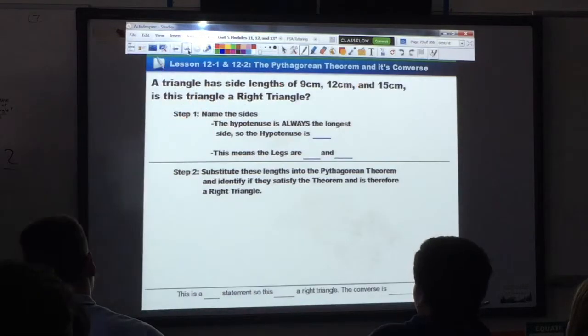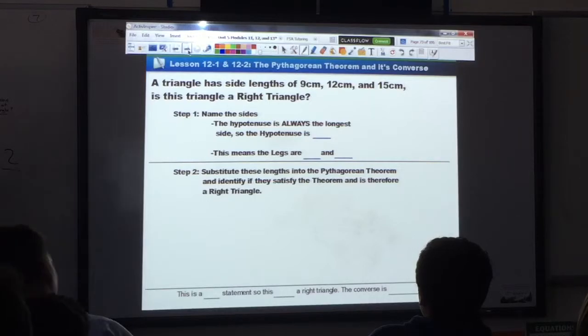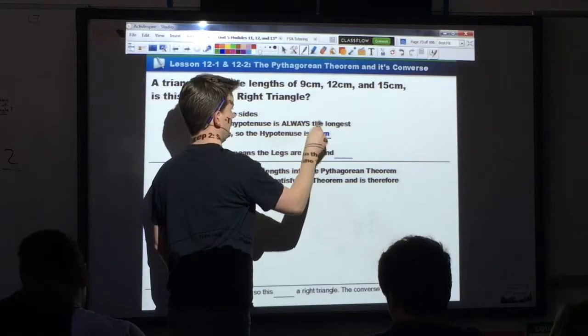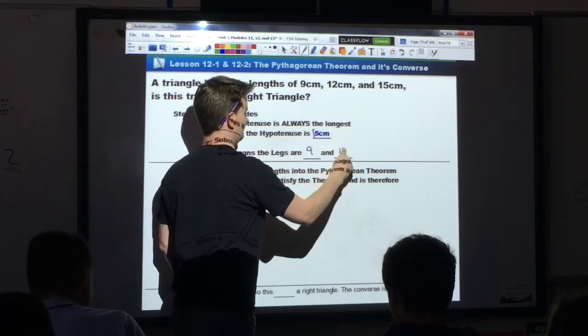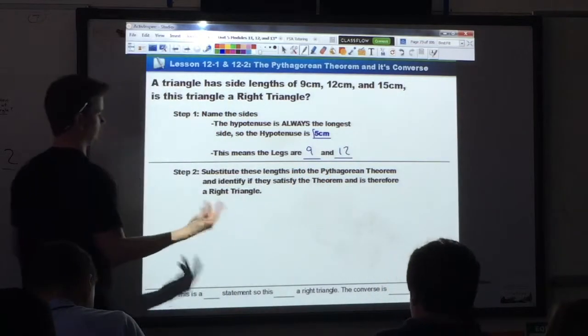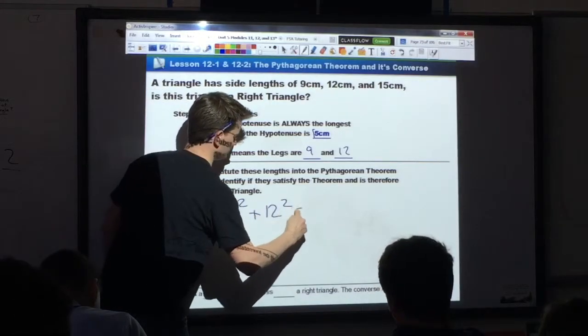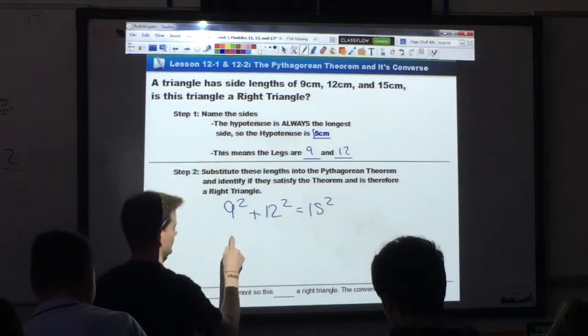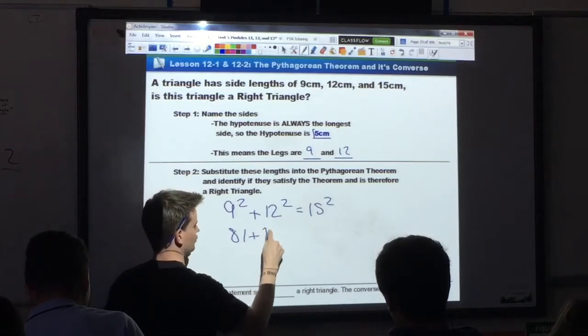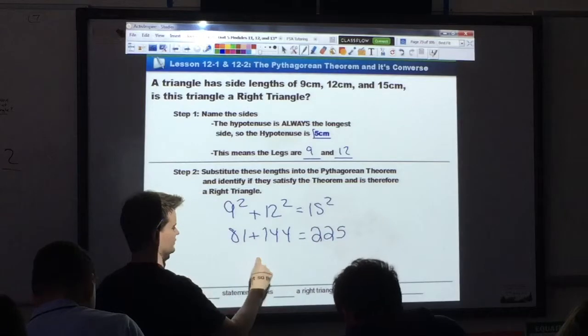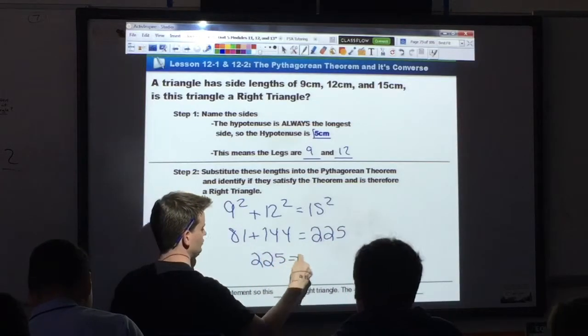One more up here. We have 3 measures. Which is the only one of these that can be the hypotenuse? 15. That's the only thing you need to know. So the hypotenuse is going to be 15, and then the legs are going to be 9 and 12. So if we want to figure out if this is a right triangle, we do 9 squared plus 12 squared equals 15 squared. That's going to give me 81 plus 144 equals 225. We add them together. I get 225 equals 225.